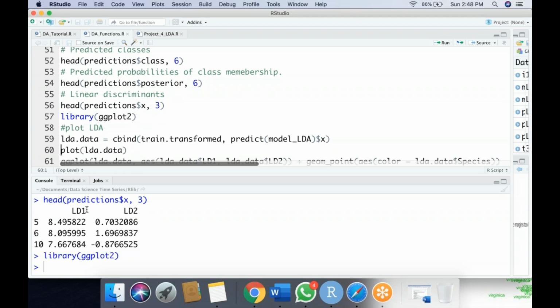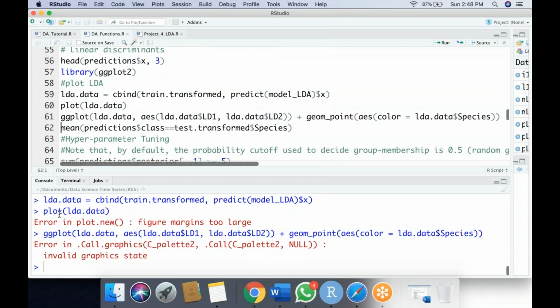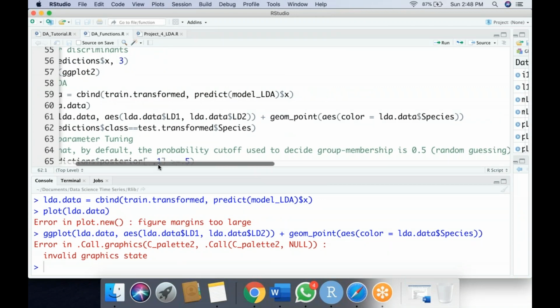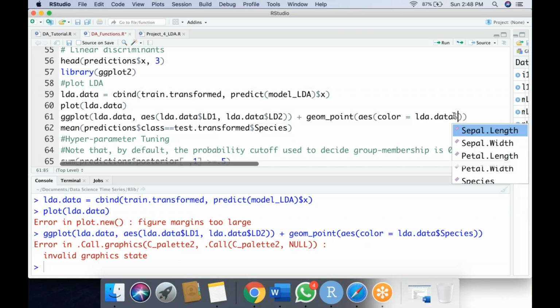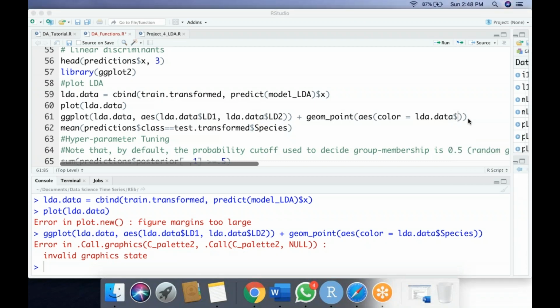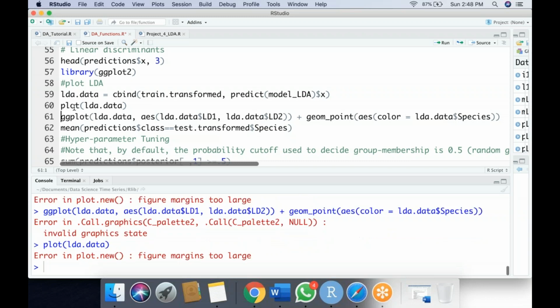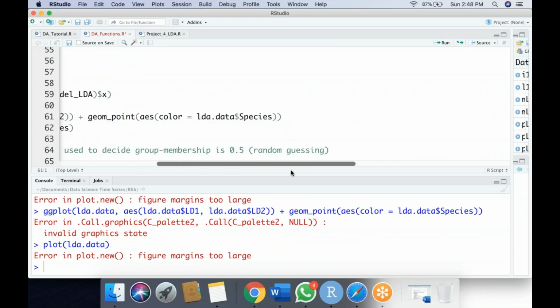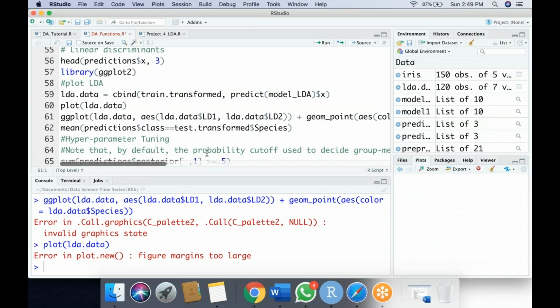Now we will try to load LDA, and we will try to see how this phase separation is working out. Plot.